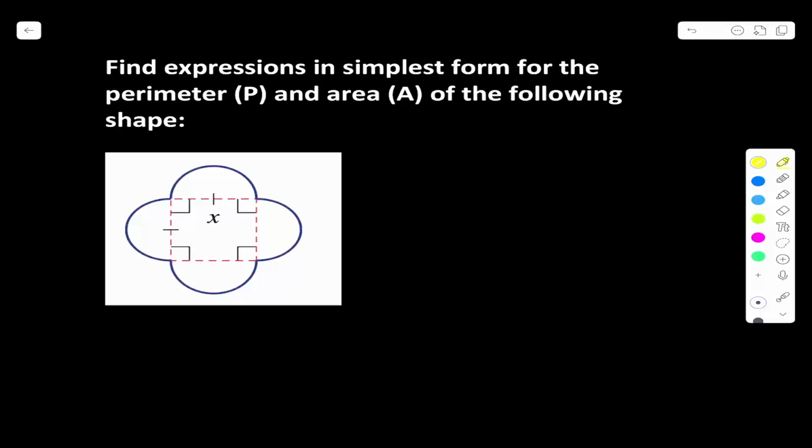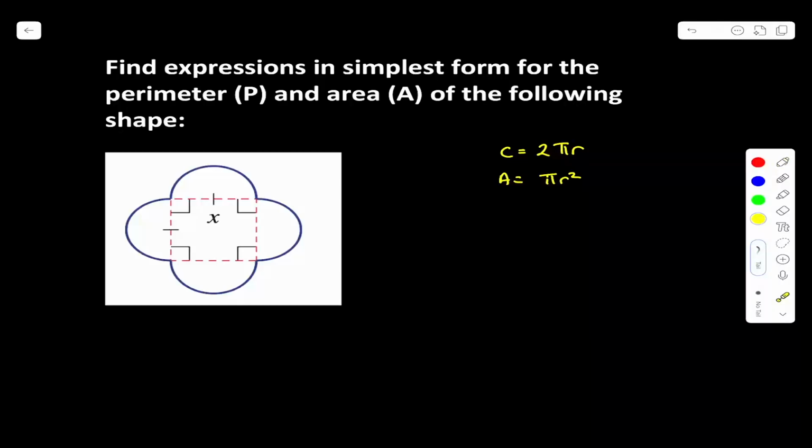Okay, so hopefully you had a bit of a go. Some formulas that you need to know in order to do this is the circumference of a circle is given by 2 pi r. The area of a circle is given by pi r squared. Okay, so let's do this together.